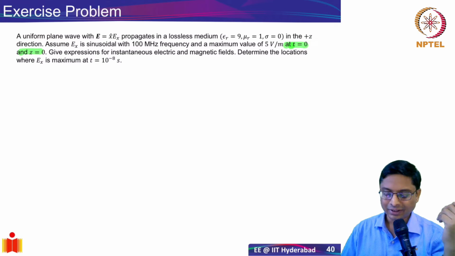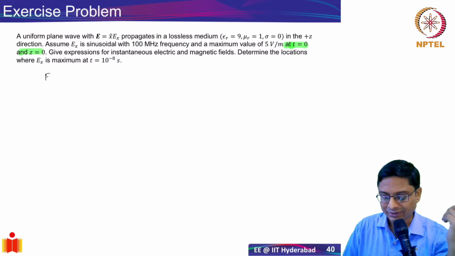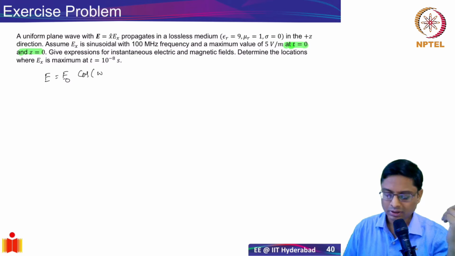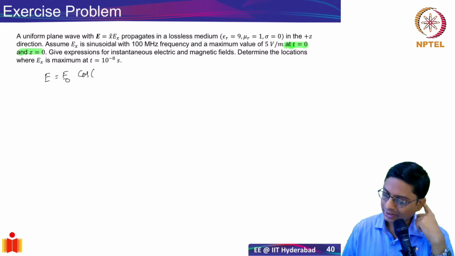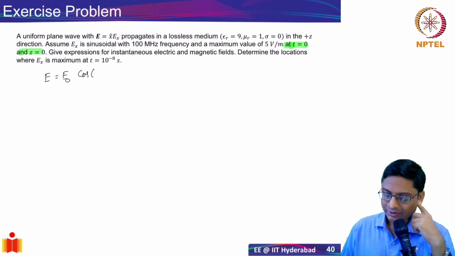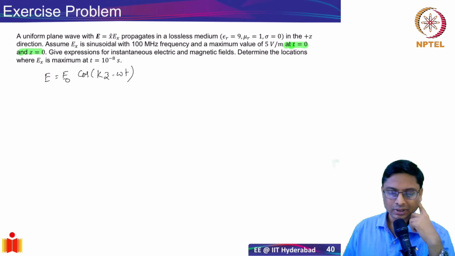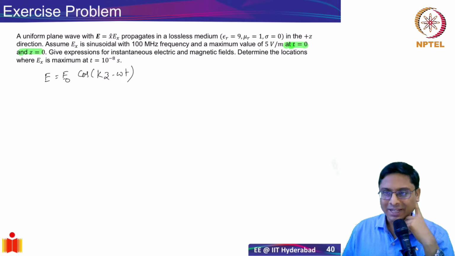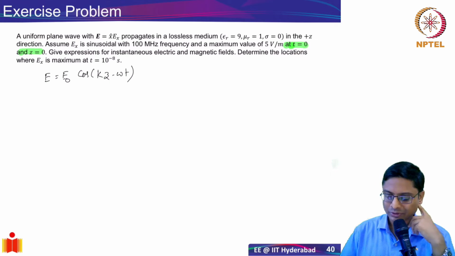Well, that's interesting. So basically we already saw that E is going to be E naught cos of, I think we always use this expression, and in this case it is propagating in the z direction, so it will be kz minus omega t. Now the question is, what is E naught? E naught already is given. The maximum value is 5 volt per meter. So no surprises there. So this is going to be equal to 5 volt per meter.